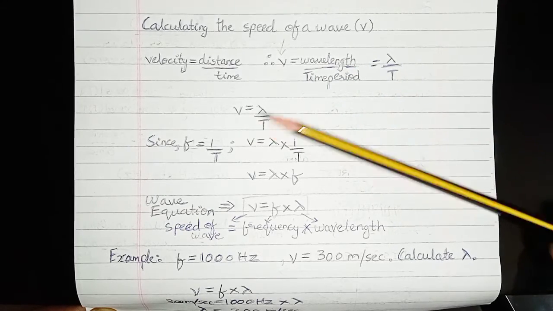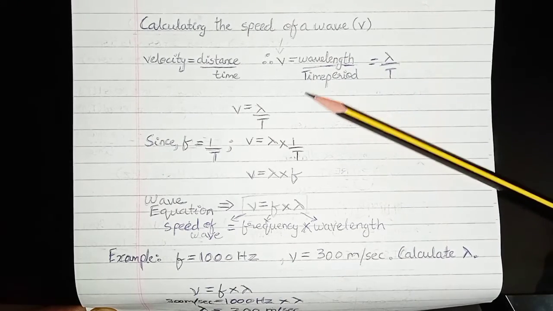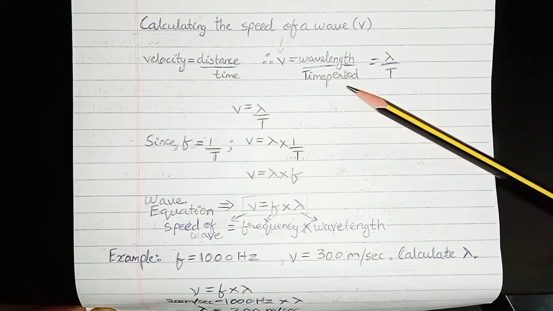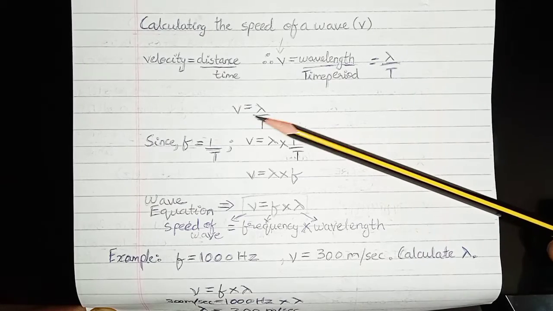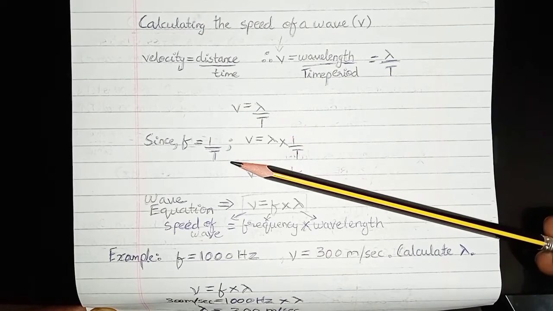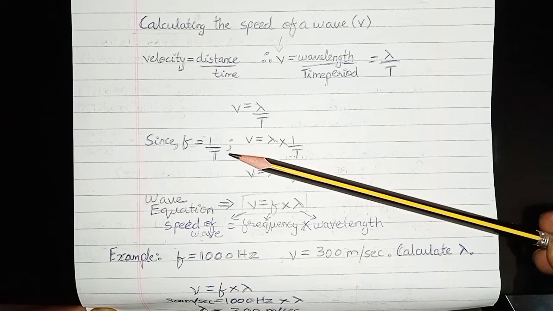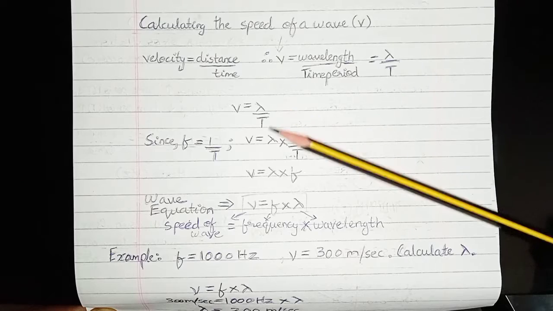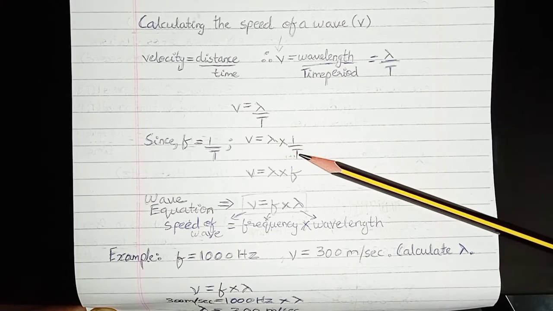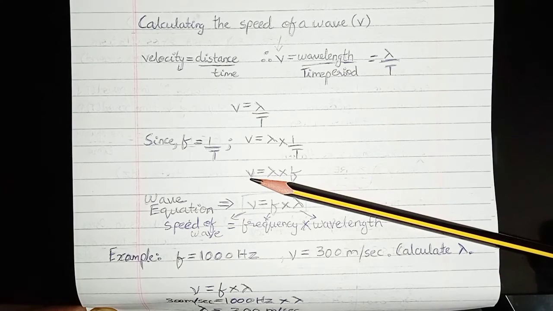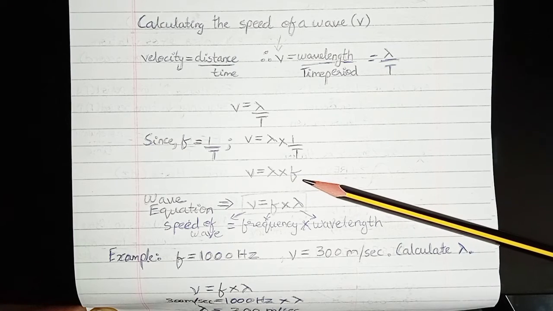Okay, so we have got lambda. Wavelength is denoted in terms of lambda, and the time period, we had seen in the previous class, is denoted by capital T. So v is equal to lambda divided by T. Since the frequency f is equal to 1 by T, we can put this equation like this also. V is equal to lambda into 1 by T. So we will get v is equal to lambda multiplied by f.